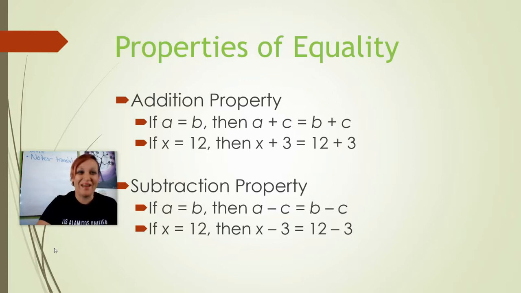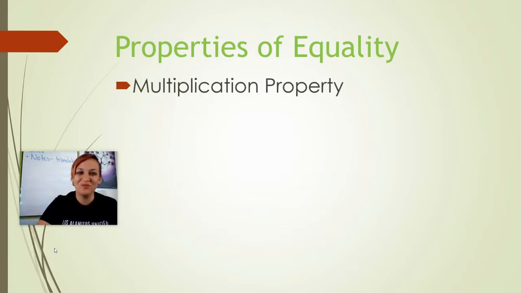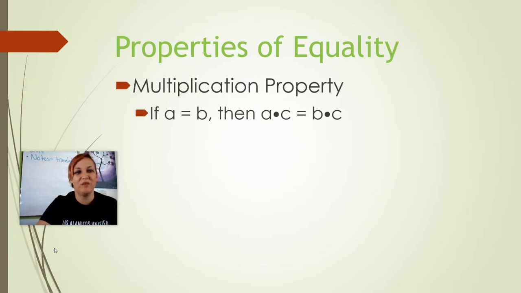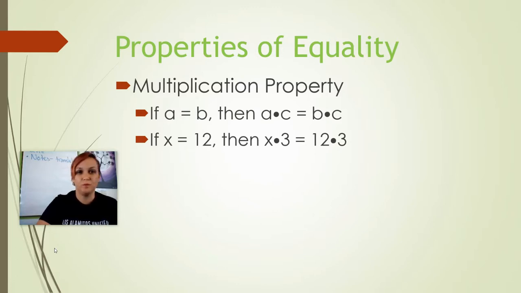Continuing our pattern, we also have a multiplication property. This says that if you have an equation, you are allowed to multiply both sides of the equation by the same number, and it will still remain a true statement. For instance, if I wanted to multiply both sides by 3, I'm allowed to do that. It will not change anything. It'll look different, but it would still yield the same answer.